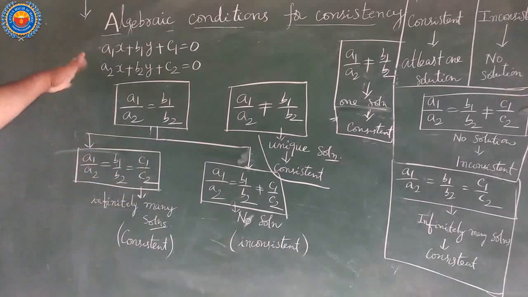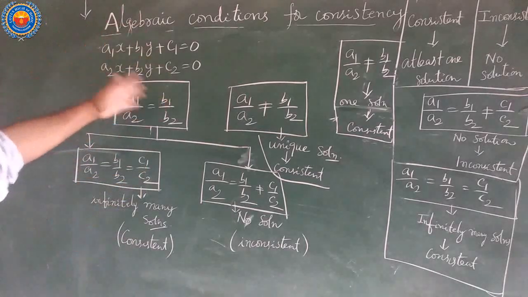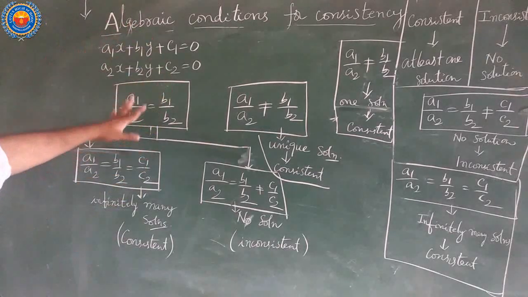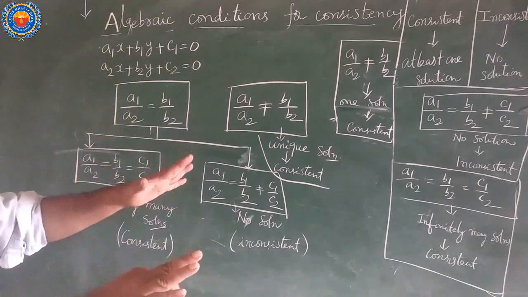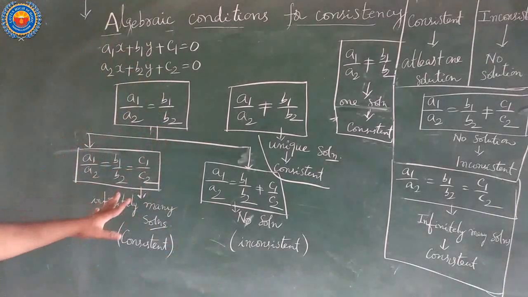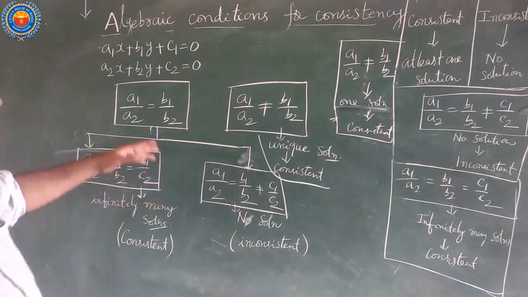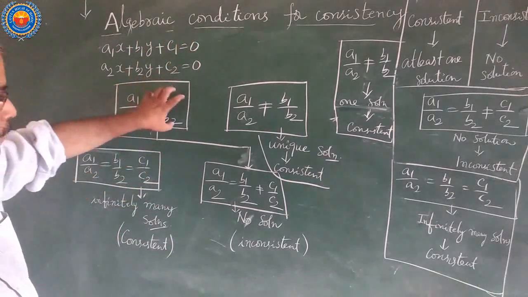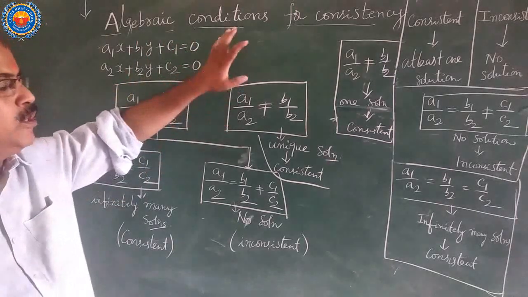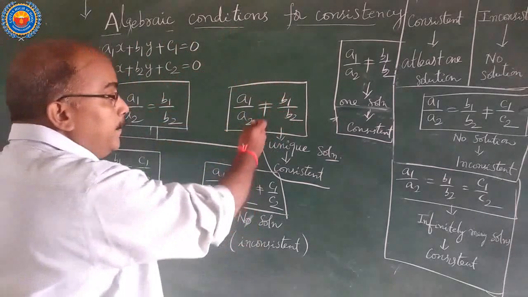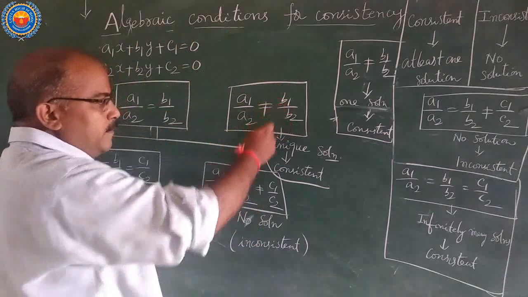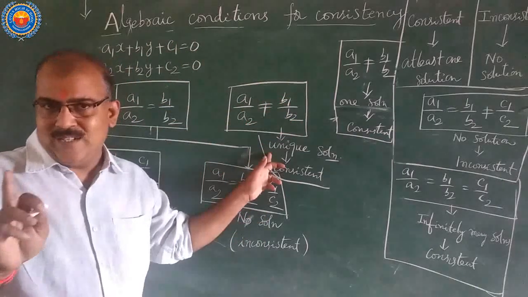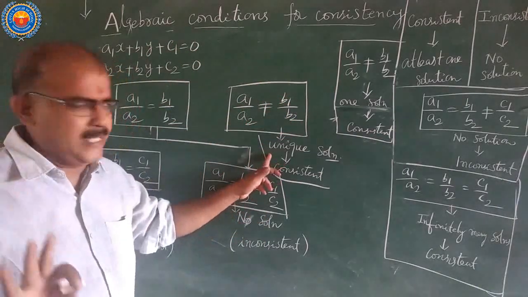The general forms: A1x + B1y + C1 = 0, A2x + B2y + C2 = 0. Today's main topic is only two cases. Forget about this for the time being. A1/A2 is equal to B1/B2, and A1/A2 is not equal to B1/B2. If A1/A2 is not equal to B1/B2, there is one solution, a unique solution.